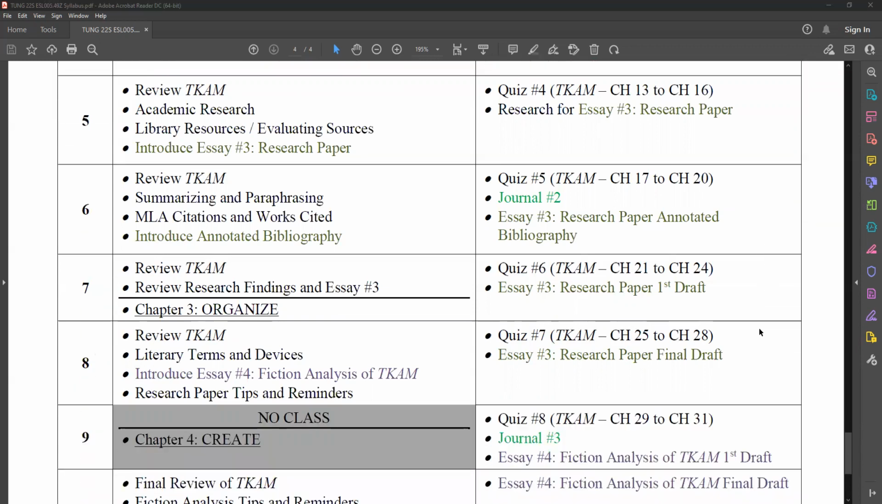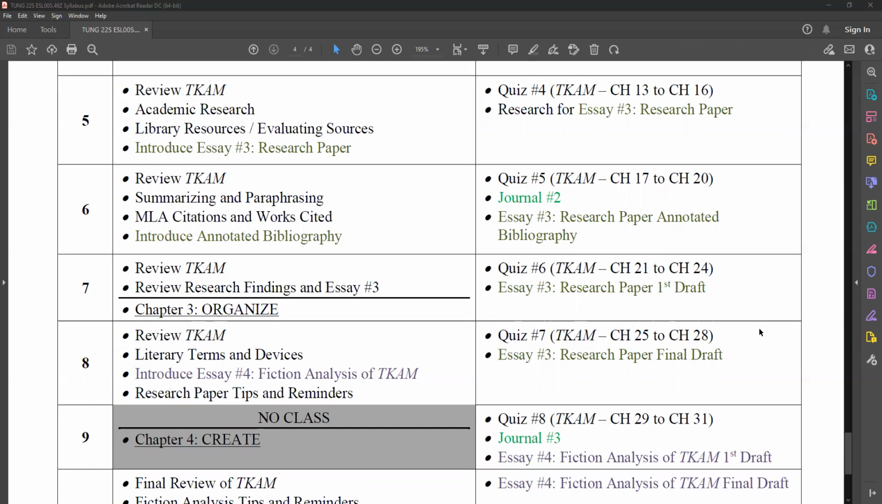Week 5, we'll start talking about academic research. I'll show you how to use the library resources and how to find peer-reviewed academic sources. That's the key. That's really important. In 273, you did a little bit of research writing, but at this level, where you get your research from is important. So now we can only use sources that are peer-reviewed academic sources. And again, I'll show you how to do that in week 5.